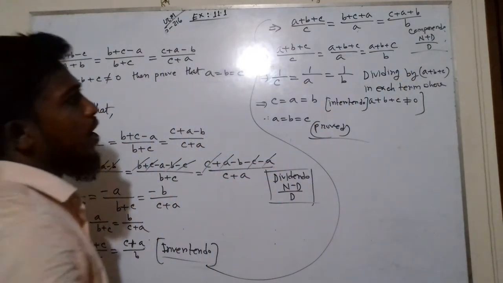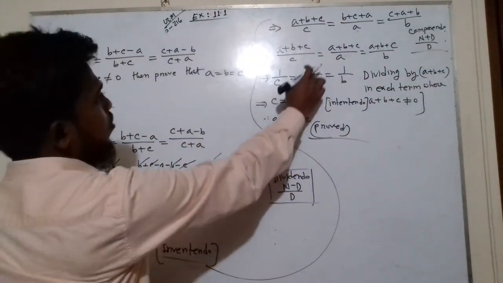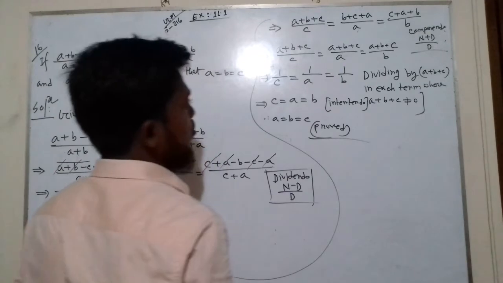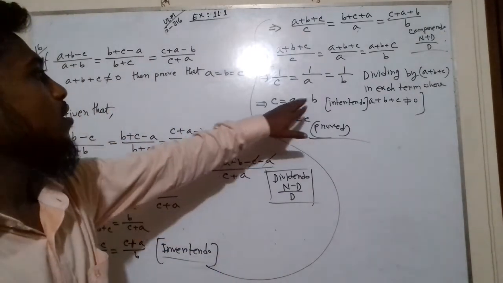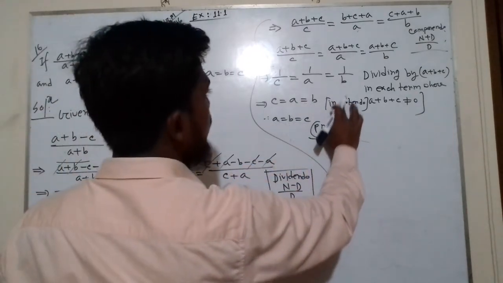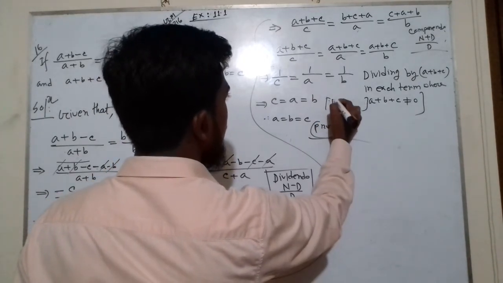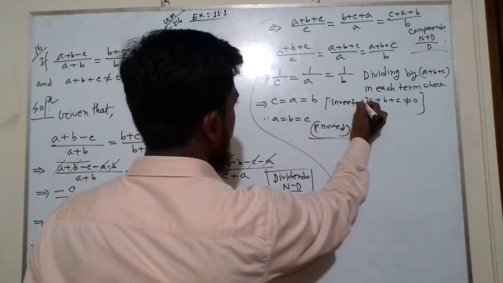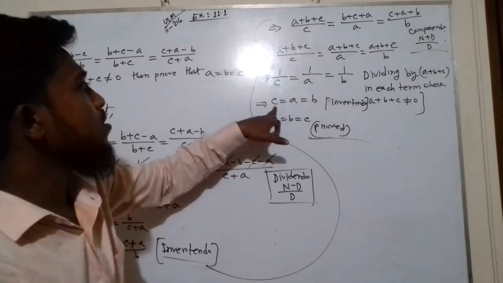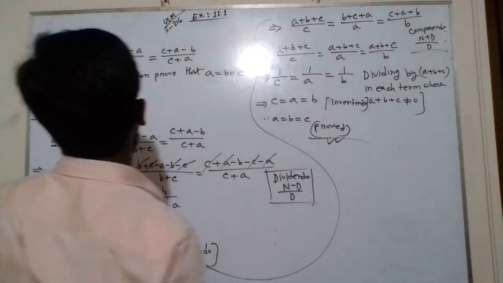Now dividing by a plus b plus c in each term, then we can write 1 by c equal to 1 by a equal to 1 by b, where a plus b plus c is not equal to 0, and we are using the formula of invertendo. Then we can write c by 1, a by 1, b by 1, that means c equal to a equal to b. So we can write a equal to b equal to c. Proved.